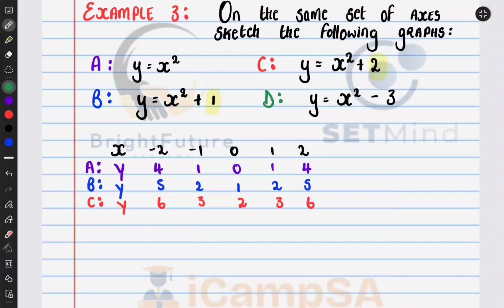And then for d, the corresponding y values for d: we're gonna have -2 squared, which is 4 minus 3, that is 1. And then -1 squared, which is 1 minus 3 is -2. And then we have 0 squared minus 3, which is -3, and then -2 and 1.